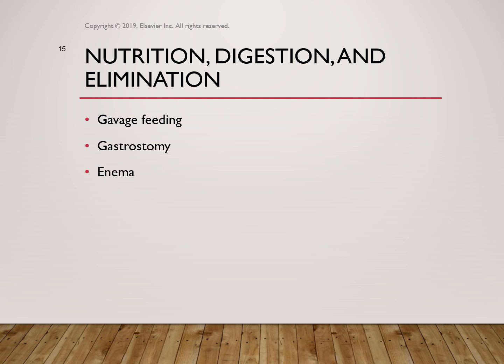A gavage feeding may be ordered when an infant cannot take food or fluids by mouth, but the GI tract is functioning. When long-term feeding is required, a gastrostomy tube may be performed and a tube inserted directly into the stomach. A gastrostomy tube is used in infants or children who cannot have food by mouth due to anomalies or strictures in the esophagus, or who are severely debilitated or in a coma.